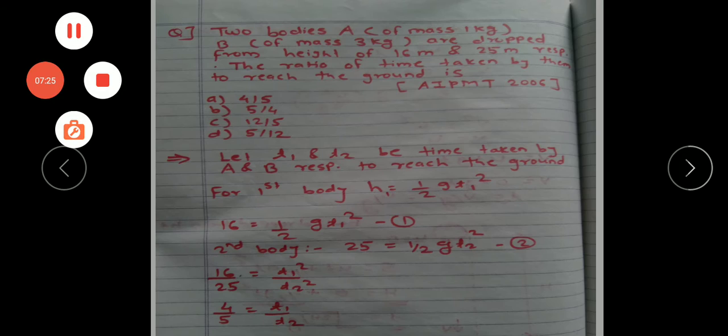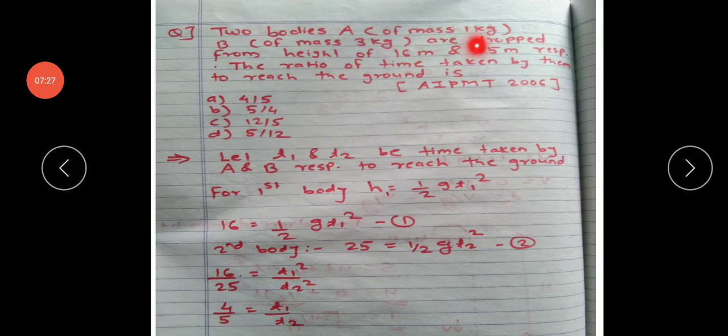V is equal to u with upward velocity, so u is 40, so plus, and other a is minus, a is to be replaced with the minus g, so v is equal to 40 minus 10 into 2, that is 20 meters per second square. Next, two bodies of mass 1 kg and 3 kg are dropped from height 16 meter and 25 meter respectively. Ratio of time taken.